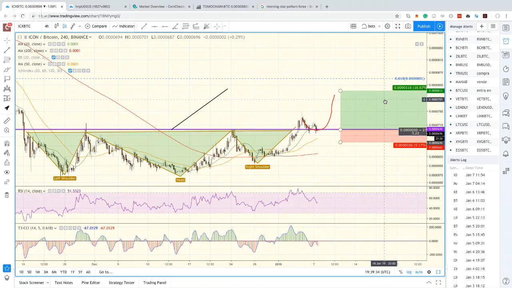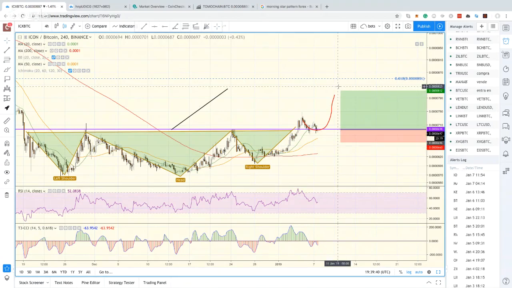So ICX, Komodo, IOST, and Loom are the ones looking pretty good. Neo is also looking good. I wouldn't buy VAT right now.